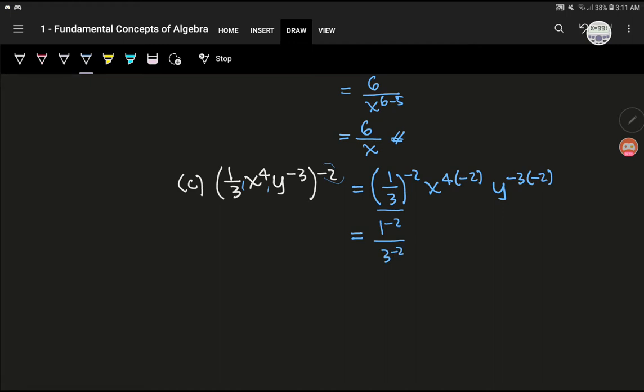I will expand this one later. And then we have x, 4 multiply with negative 2. So we have x to the power of negative 8 multiply with y. Now, we have negative 3 multiply with negative 2, so we have y to the power of 6. So now, only y has the positive index. The others have negative indices.